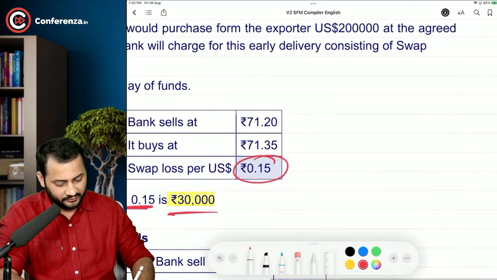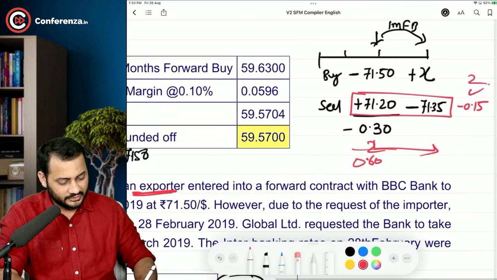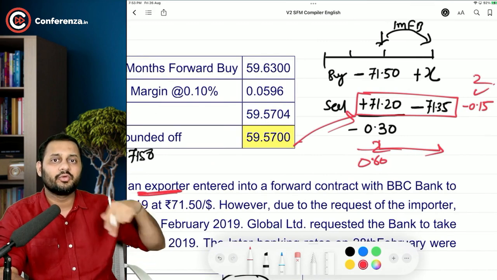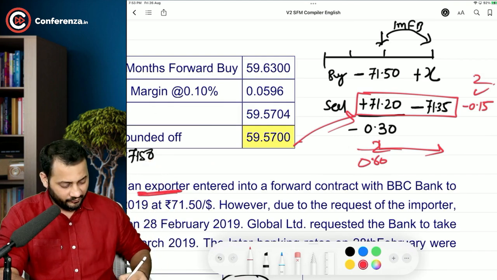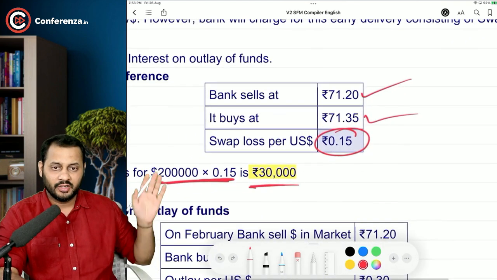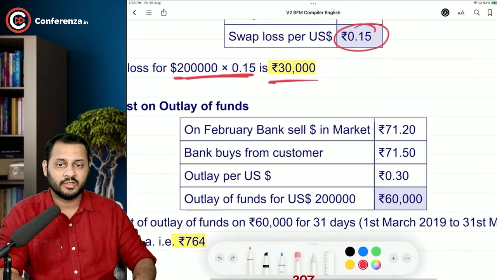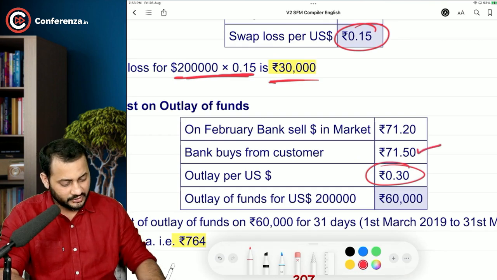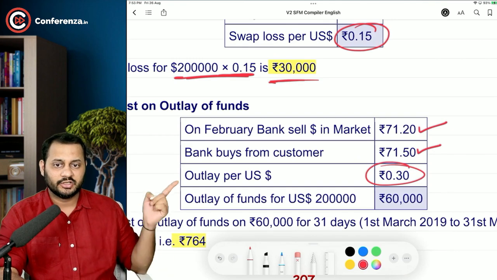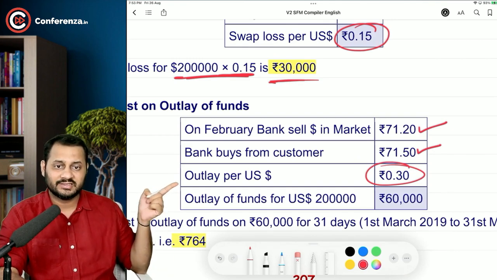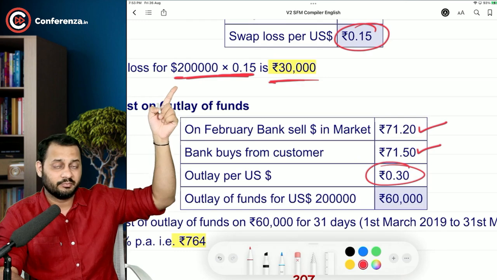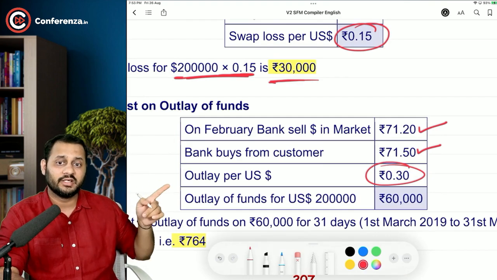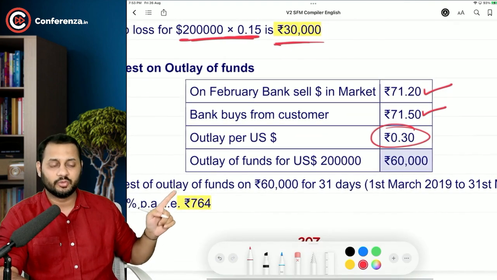So this is a swap loss of 15 paisa on $2 lakh, 2 lakh into 15, that's 30,000. And see the rates, 71.20 and 71.35. These are the rates themselves, the two new contracts that you have entered to cancel the two old contracts. 15 paisa is the swap loss. So you will recover this, and the interest on 30 paisa. Outlay of funds, interest. This is the rate at which you bought from the customer and sold in the market. So there is a loss to the bank in this case, but this is included in that 15 paisa. Be assured about it, this loss of 30 paisa is included in this 15. So we are not going to recover that, but we will recover the interest on this 60,000 rupees.